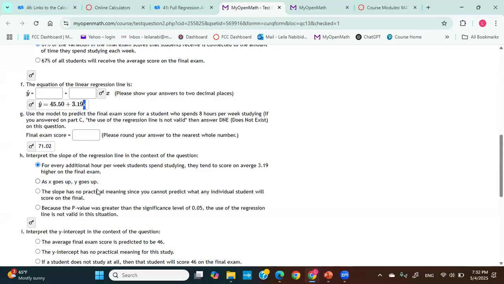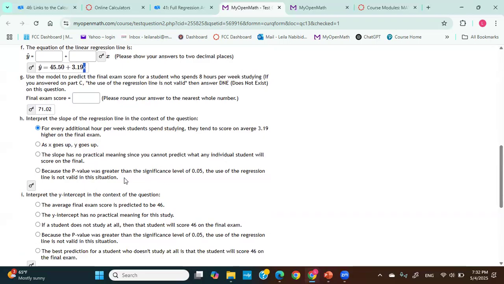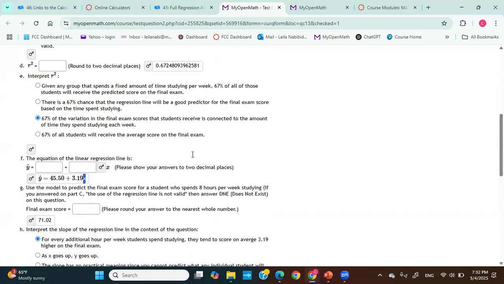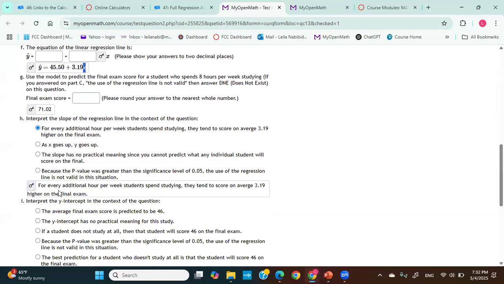Not exactly. The slope has no practical meaning since you cannot predict what any individual student will score on the final. No, because we have a model, so we may be able to predict. Because the p-value was greater than the significance level, but it wasn't, because the p-value was less than. So that's the only one that makes sense. And if I check the answer, yes, that's correct. For every additional hour that students spend studying, they will receive an average of 3.19 higher score on the final exam.